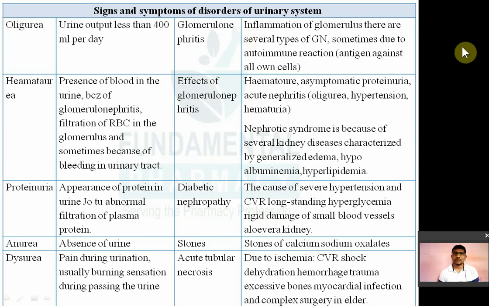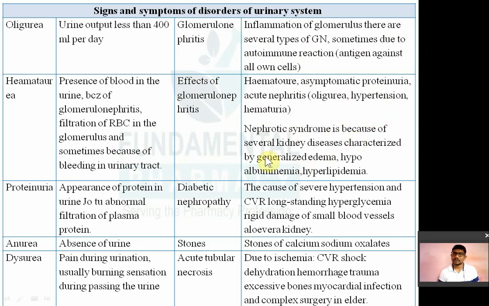There are several reasons for glomerulonephritis. Your own cell will act as an antigen, against that antibody will be produced, and the antigen-antibody reaction may cause glomerulonephritis. Or glomerulonephritis may be caused because of infection and all that. Effects of glomerulonephritis: it can lead to hematuria, asymptomatic proteinuria, acute nephritis, oliguria, and hypertension.